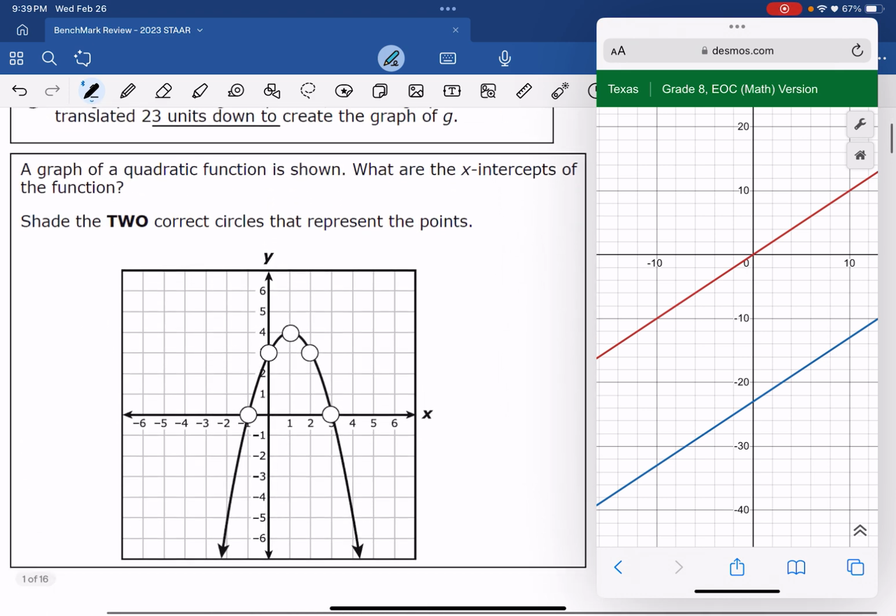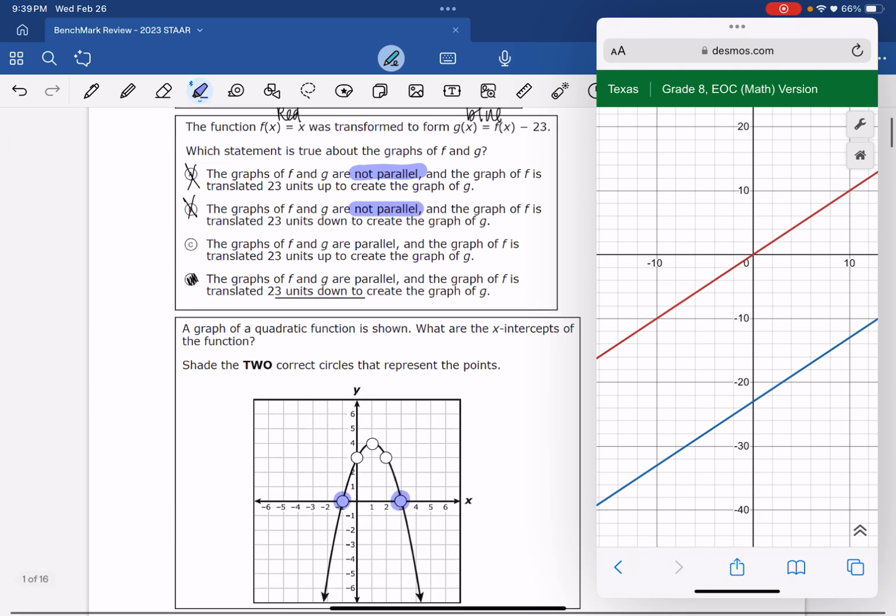This one's just asking where the two x-intercepts are, guys. Very easy, right? X-intercept is where it crosses the x-axis, so it's those two. It's at -1 and 3. All right, so that's just how you get done quickly on the first page, right?